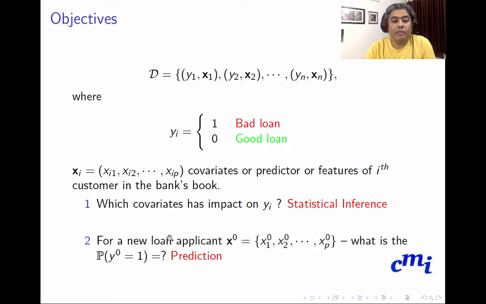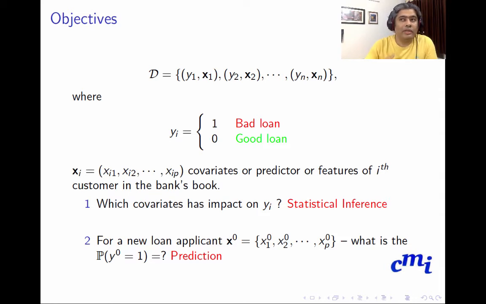And the second problem is for a new loan applicant, I know the features x0 = (x10, x20, ..., xp0). What is the probability that y0 equals 1? So given the features of a new loan applicant, what is the age, what is the educational attainment, which profession the person is in, what is the income level, etc. Given that, what is the probability that the loan will become a bad loan? That probability we want to compute.